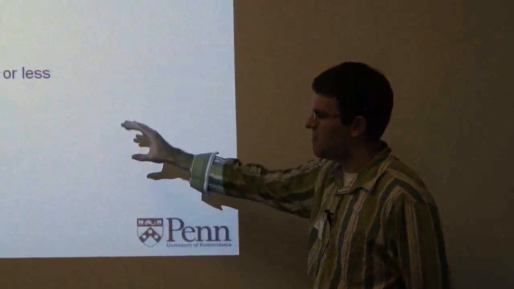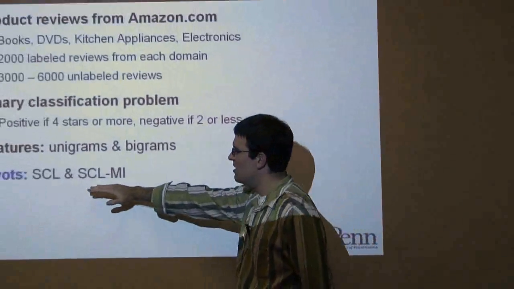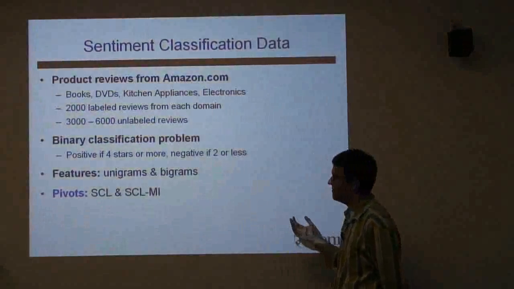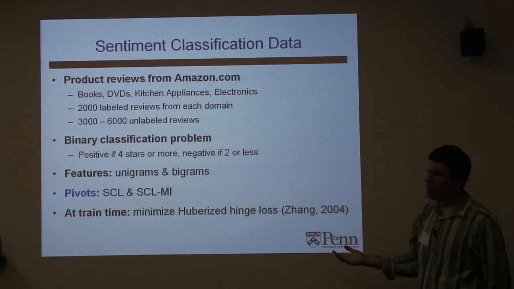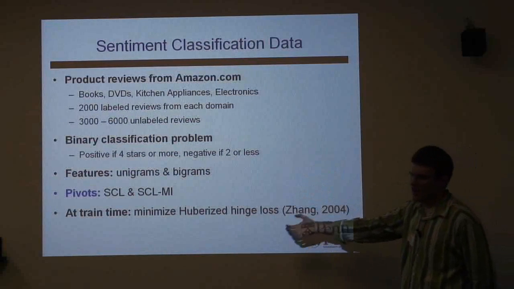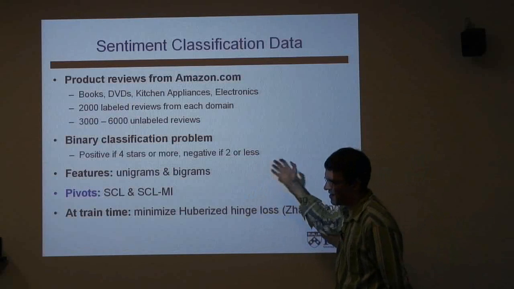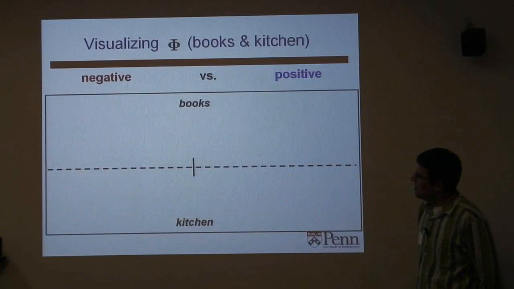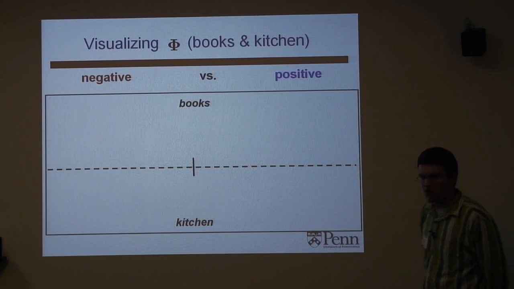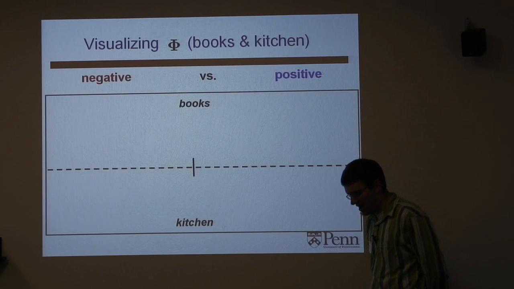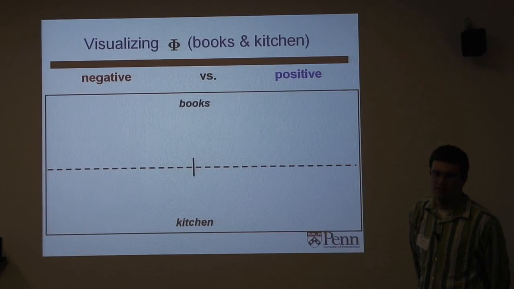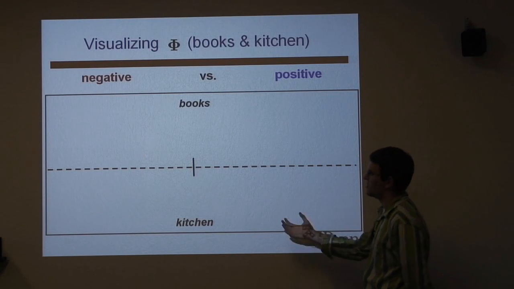Okay, so for the pivots, we're going to use SCL and SCLMI, which I showed you several slides back. At train time, we're just going to minimize a Huberized version of the hinge loss. You can use whatever your favorite loss is. Okay, before I show you the numerical results, I want to show you a visualization of the kinds of projections that could potentially come out of this sort of learning procedure.